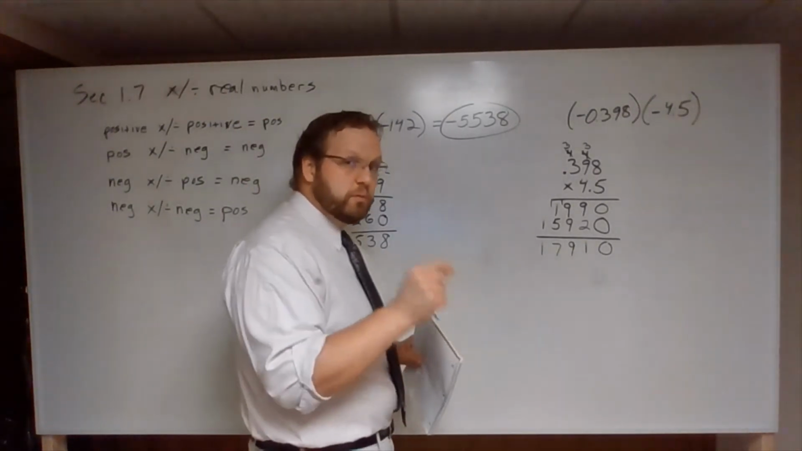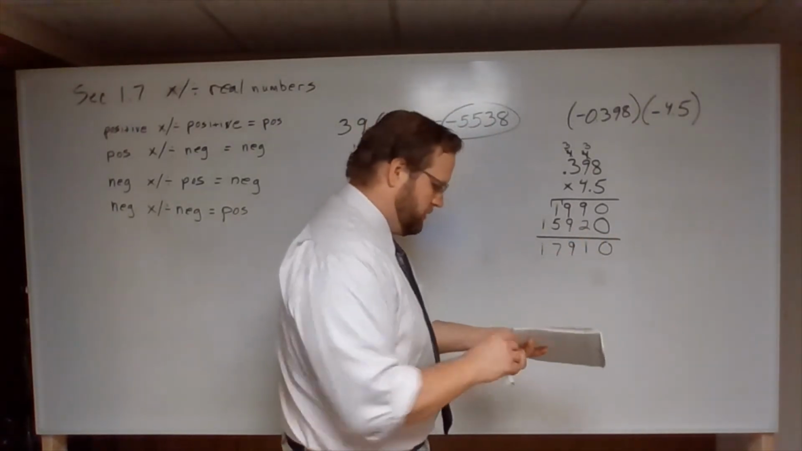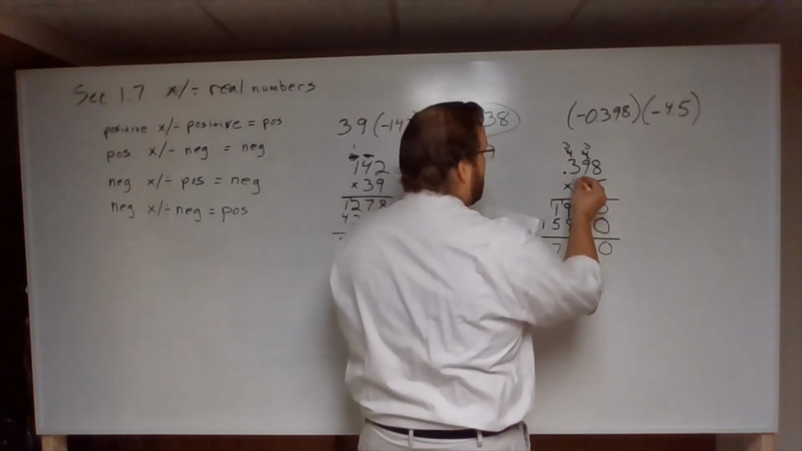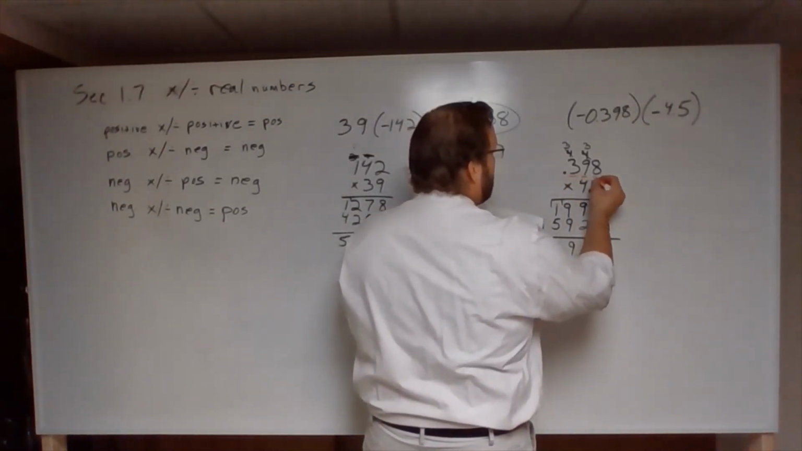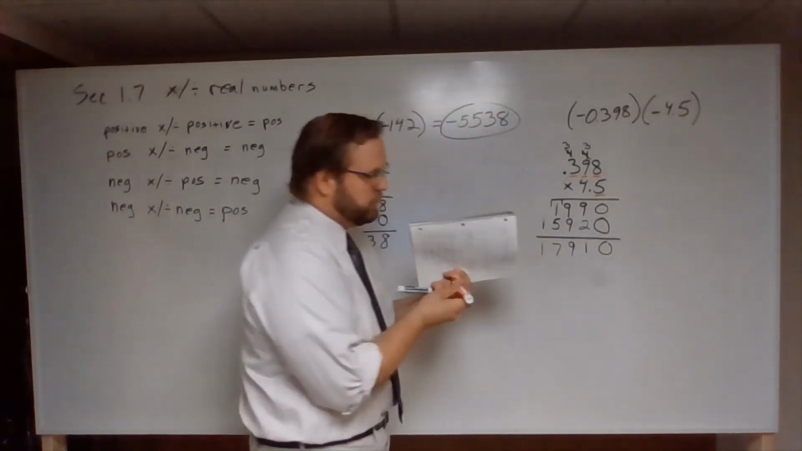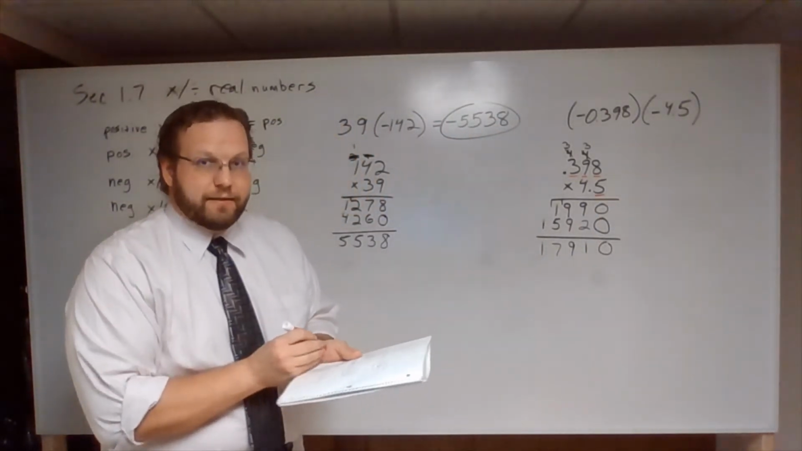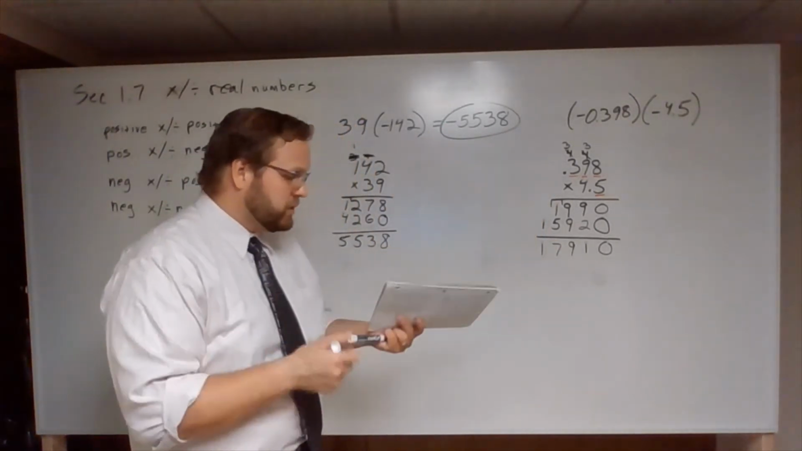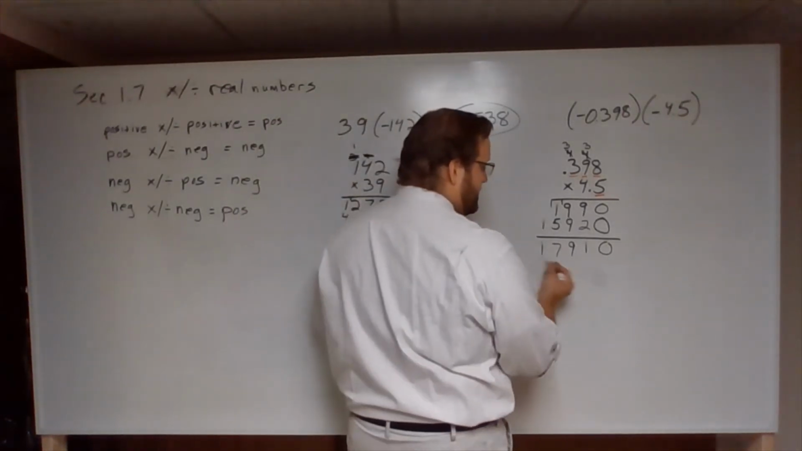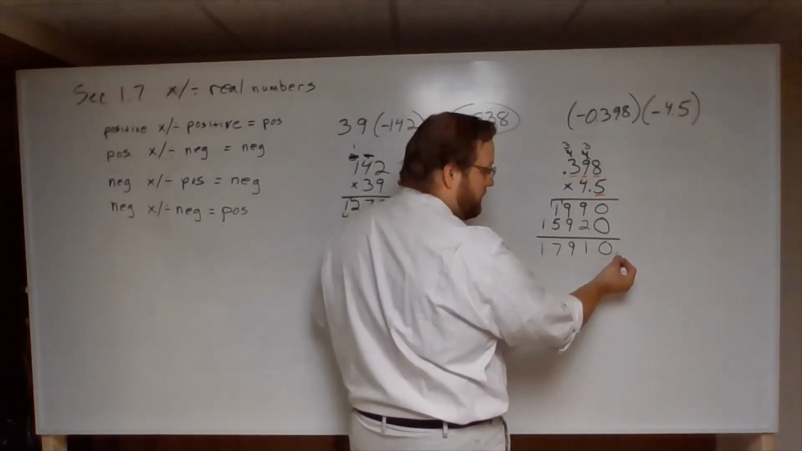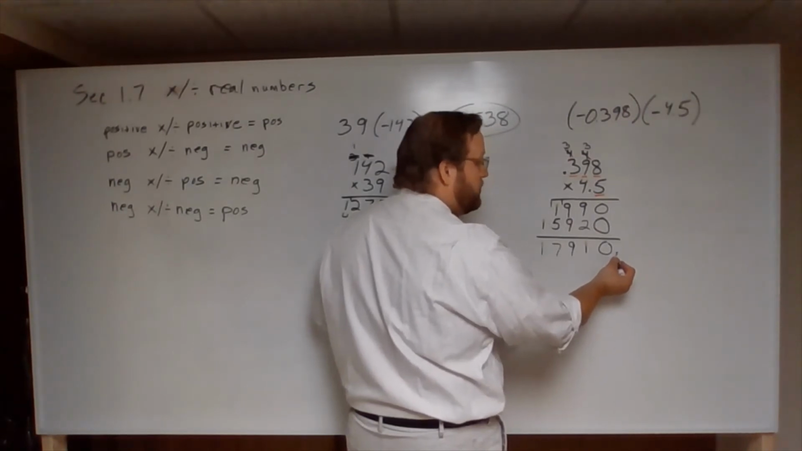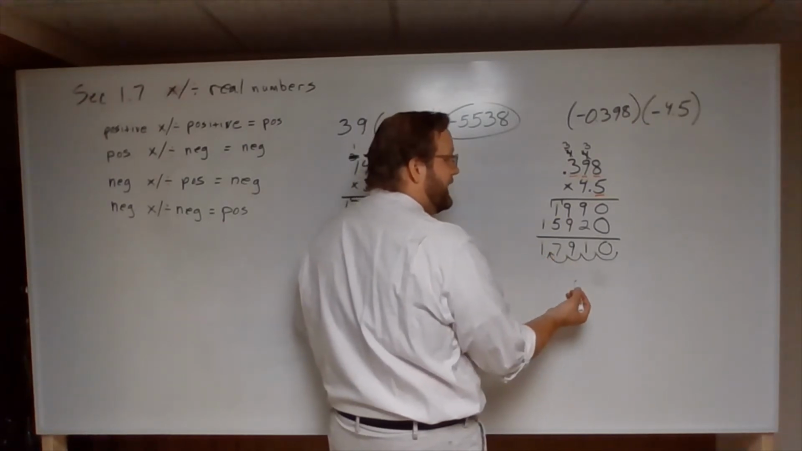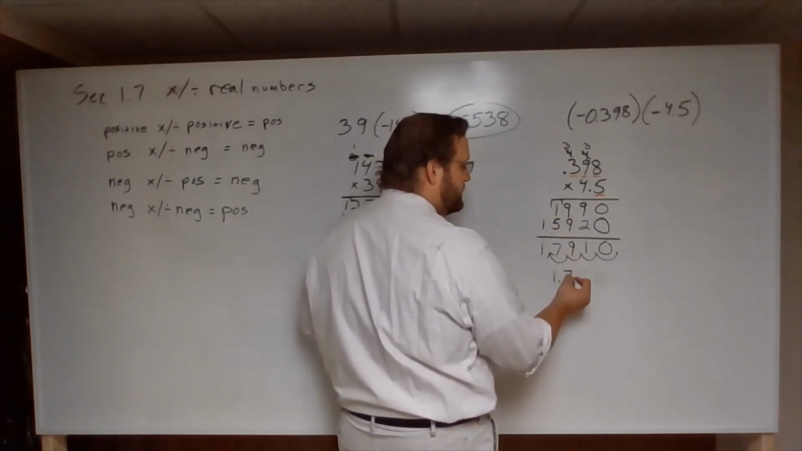In this original problem, we had 1, 2, 3, 4 decimal places being multiplied together. Okay, 4 decimal places, 4 digits to the right of a decimal. So what we do is we take the decimal that's not seen here, so therefore it's understood to be back at the end, and I move it back 1, 2, 3, 4. So what I get is a positive 1.791.